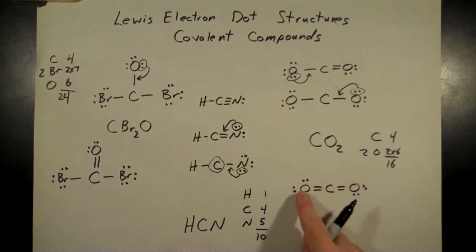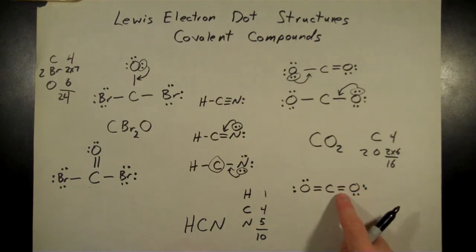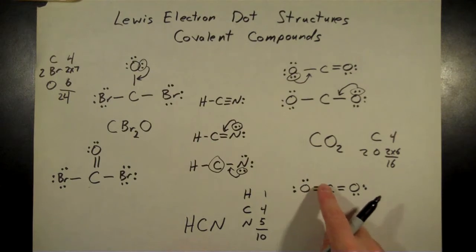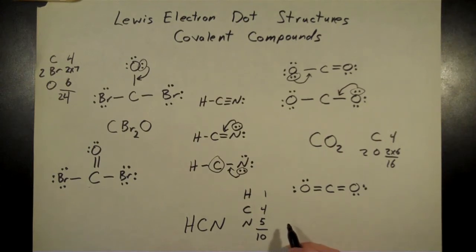And now we've got 8 electrons around the carbon, 2, 4, 6, 8 there, 2, 4, 6, 8 around this oxygen, and with the 2 double bonds to the carbon, 2, 4, 6, 8 electrons there. That's the Lewis electron dot structure for that system there. All right, so it ends up with 2 double bonds to the carbon. All right, so those are just a little bit tougher molecules.